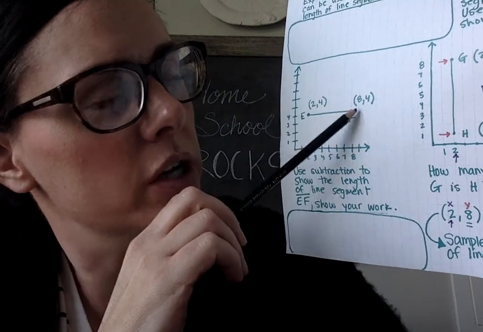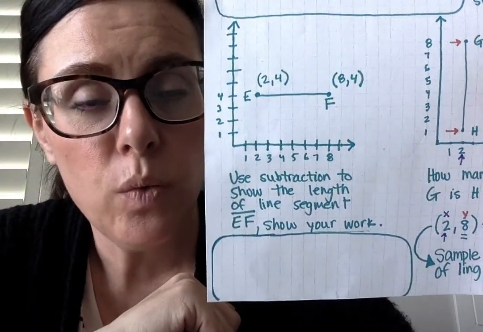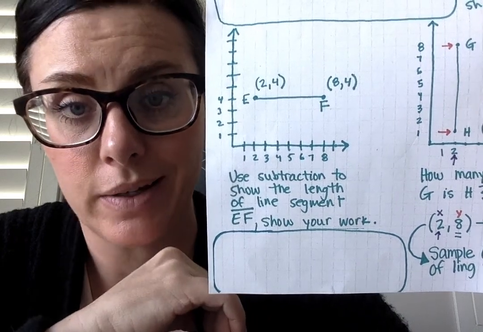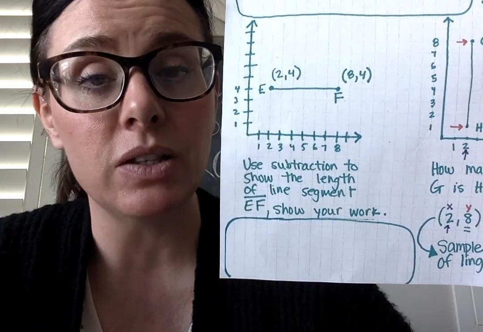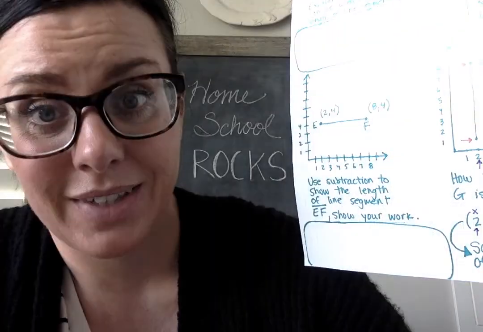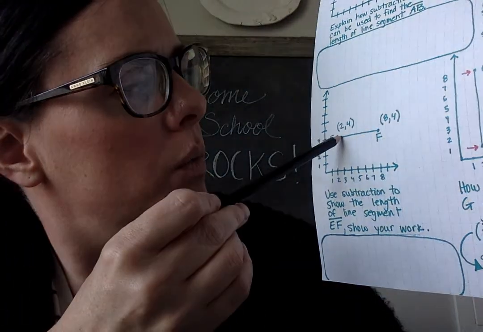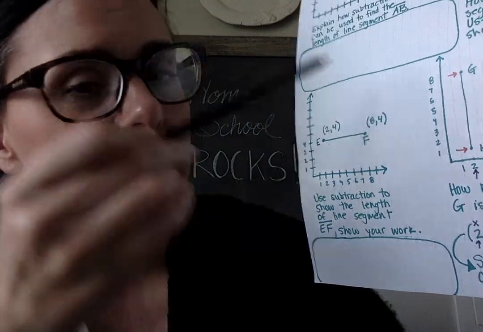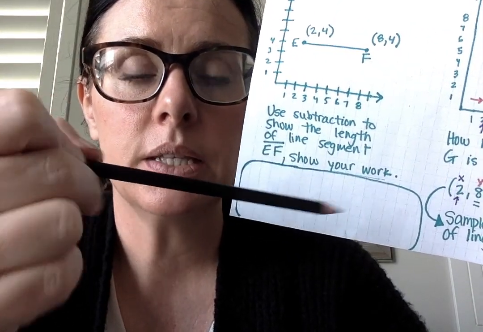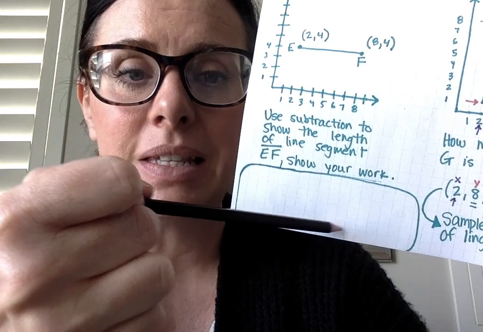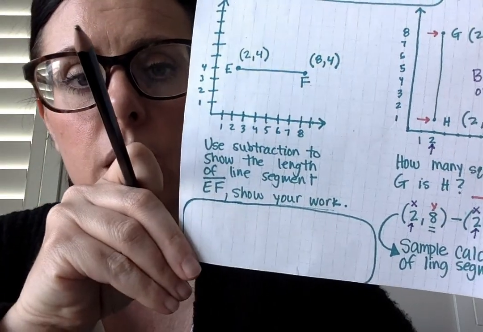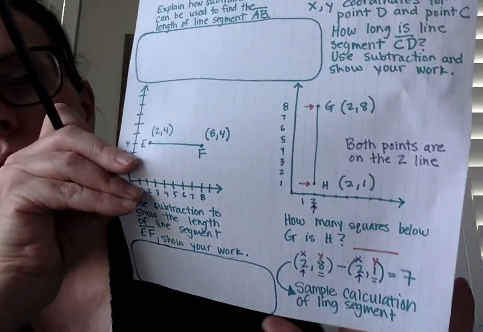Okay, so we've got our 2 and our 8. Whichever one is the smaller number is the number that we're going to subtract. So we're going to start with the 8 because that's our higher number. 8 minus 2 is 6, right? Did you get 6? Let's count 1, 2, 3, 4, 5, 6. So you should have shown 8 minus 2 equals 6, and our line segment is 6 units long. Okay? Good.